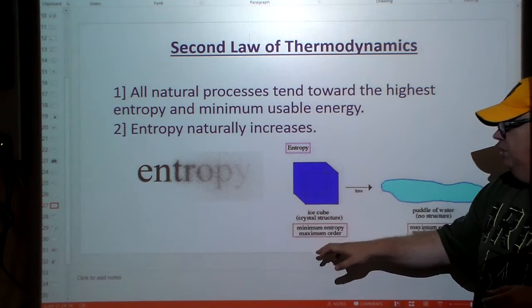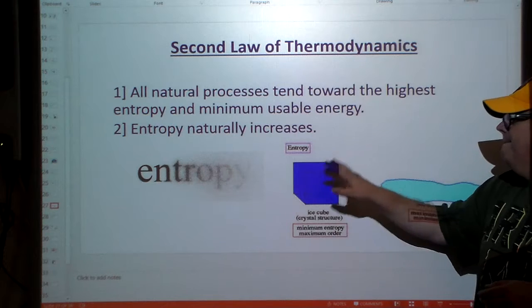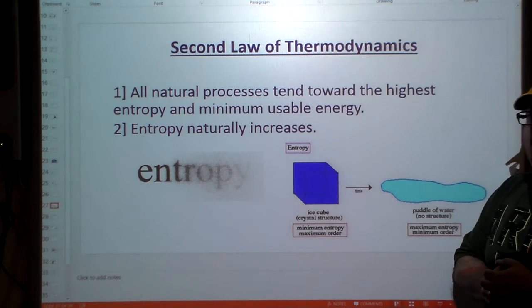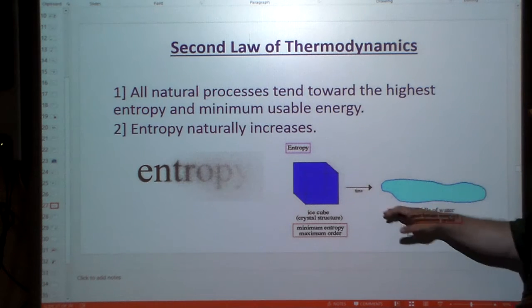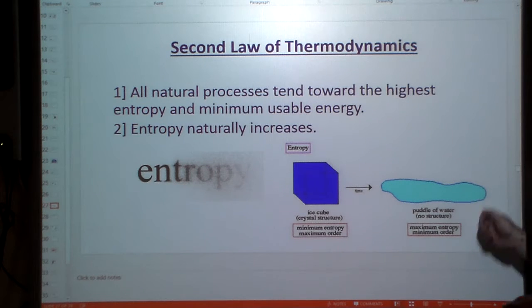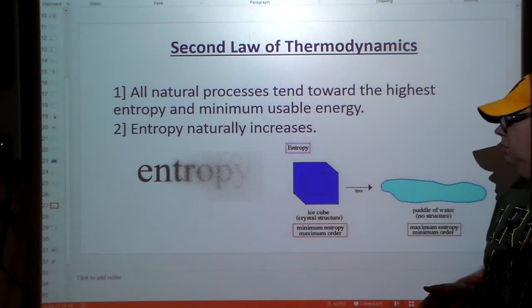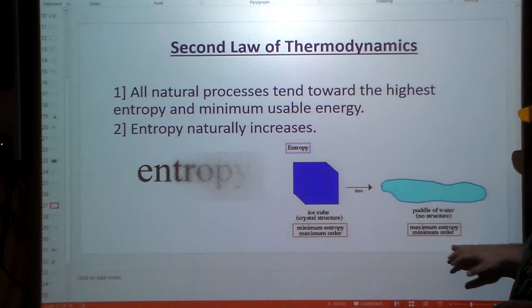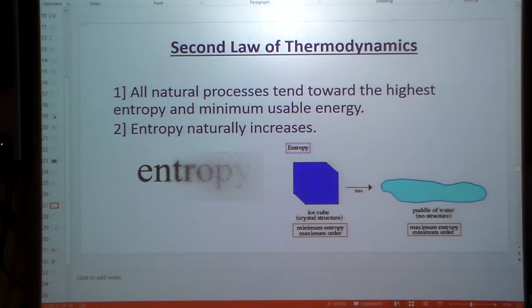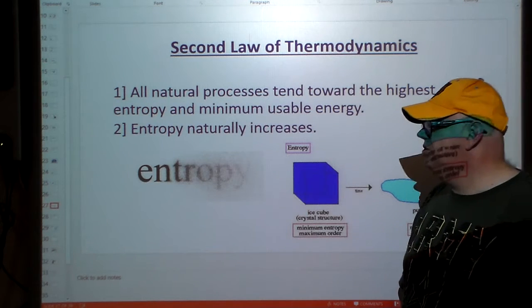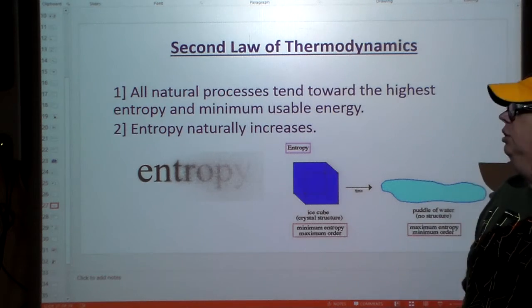Look at an ice cube. Minimum entropy, maximum order. Okay, and then after a while, you get a puddle of water. There is no structure, so you don't have any order. There's minimum order, but there is maximum entropy. In other words, the energy is not particularly usable.